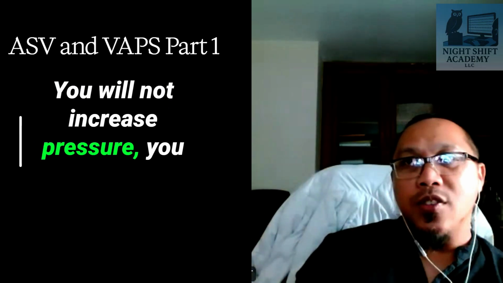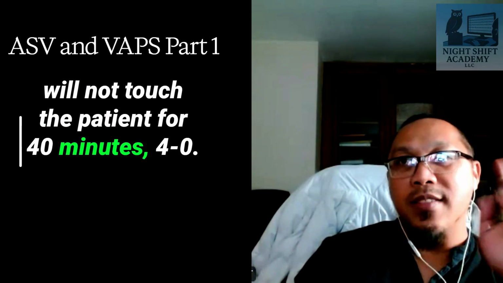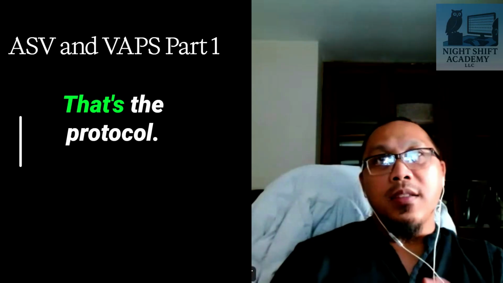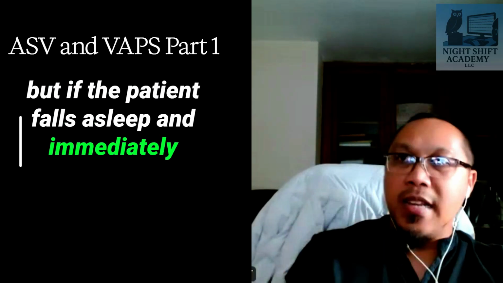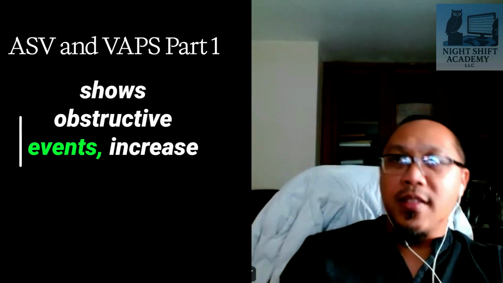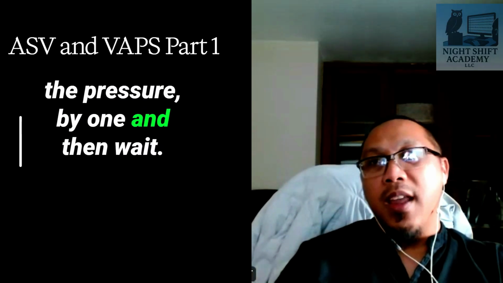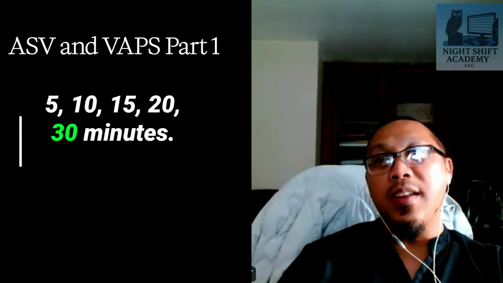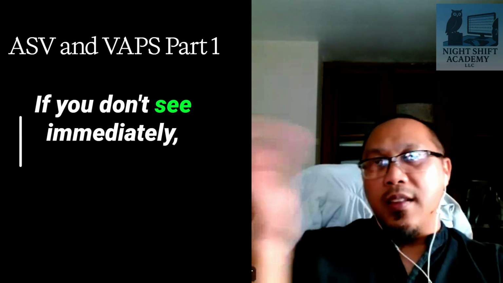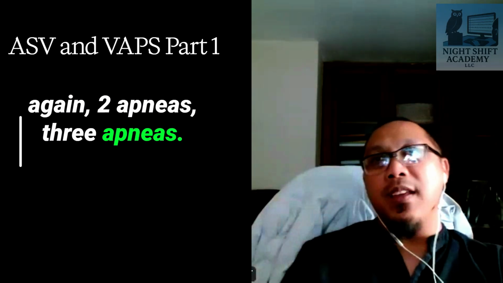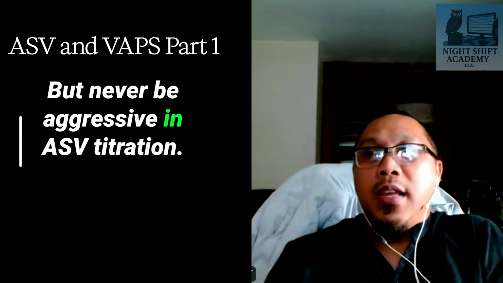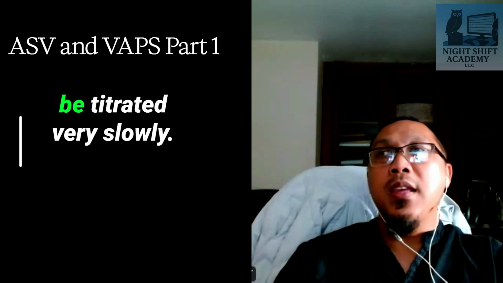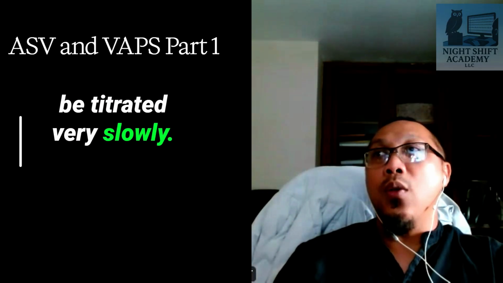You will not increase pressure. You will not touch the patient for 40 minutes, 40. Okay. That's the protocol. But if the patient falls asleep and immediately shows obstructive events, increase the pressure by 1 and then wait 5, 10, 15, 20, 30 minutes. If you don't see immediately again 2 apneas, 3 apneas, then increase pressure. But never be aggressive in ASV titration. Never. ASV patients need to be titrated very slowly.